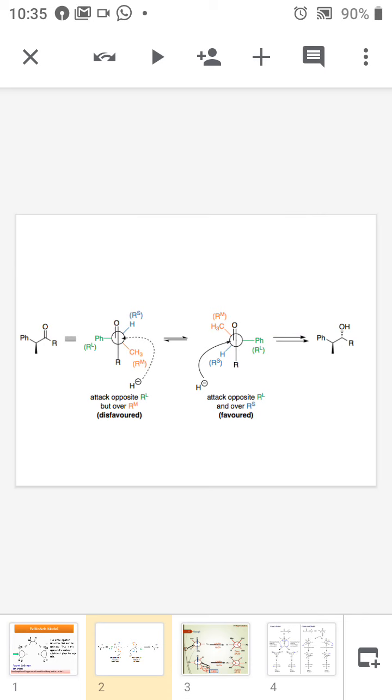One is that the large group is orthogonal to the carbonyl. Second, the nucleophile attacks towards the side of the smallest group, at an angle of 107 degrees. And here there is no steric hindrance between the smallest group and the R group. So this is the most preferred configuration, and this is the final product.